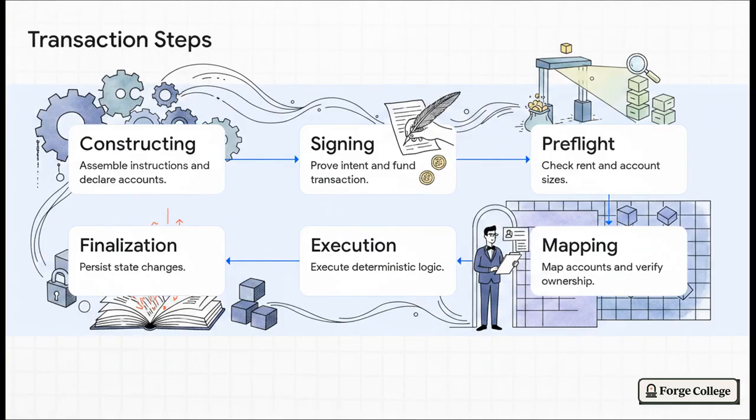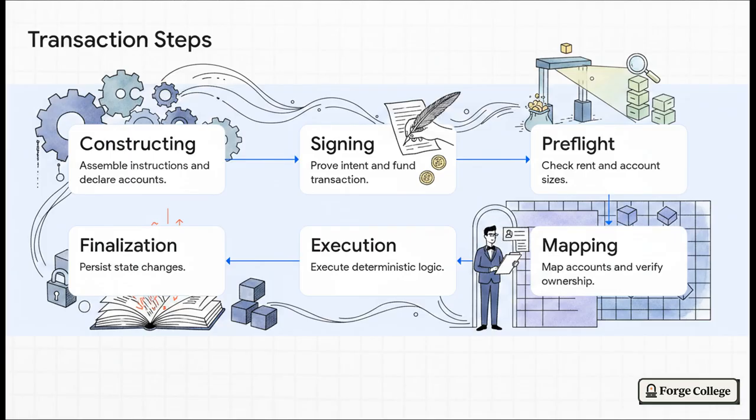Solana performs incredibly strict validation before your programs even get to run. It all starts with constructing the transaction, where you have to explicitly declare every single account you plan to use. Then comes signing to prove your intent. That's followed by a pre-flight check, where the network makes sure you've actually paid your rent and that your account sizes are valid. Next up is mapping.